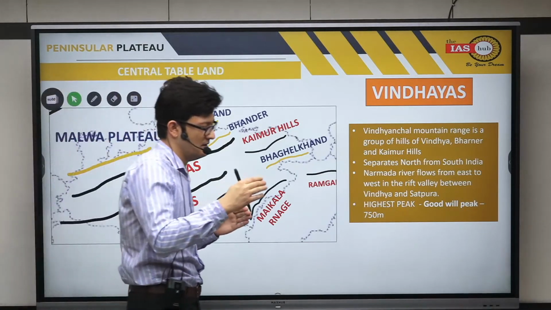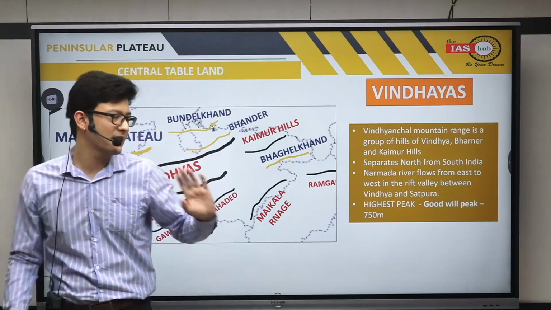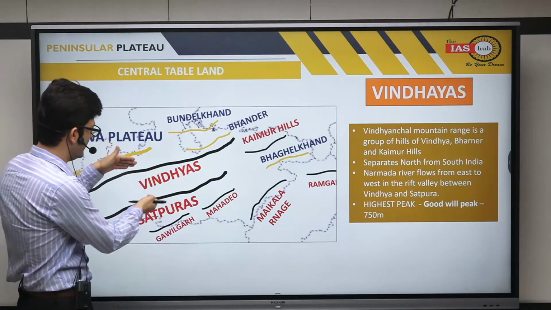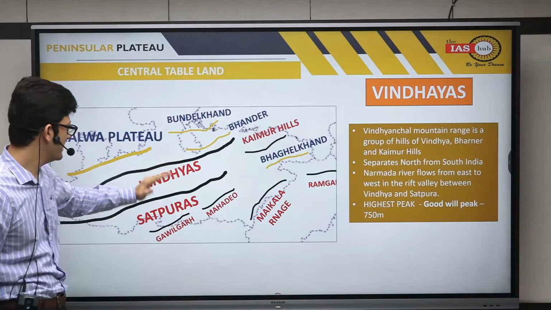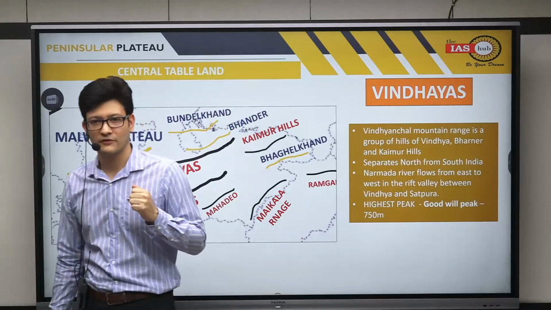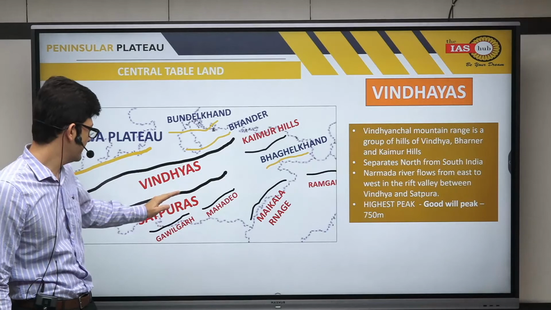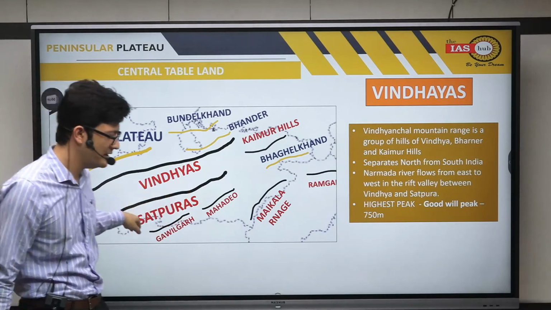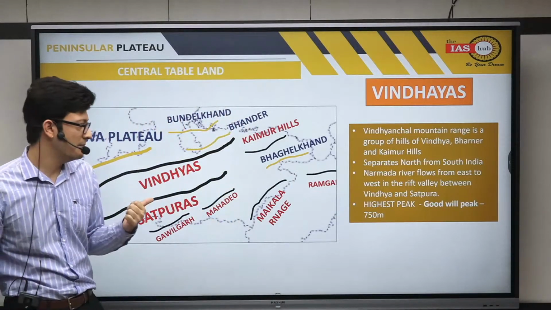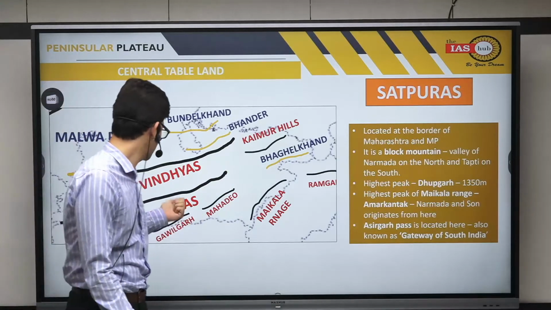So the main distinction between north and south India has been created by the Vindhyas. There are certain rivers which flow through the rift valley created between the Vindhyas and the Satpuras. Between the Vindhyas and Satpuras, you will find the Narmada River flowing towards the western side. Similarly, if you go from the Satpuras to the southern side, between the Satpuras and the Gavilgarh and Mahadev Hills, you will find the Tapi River. The highest peak in the Vindhyas is Goodwill Peak, at 750 meters. And then we have the Satpura ranges.